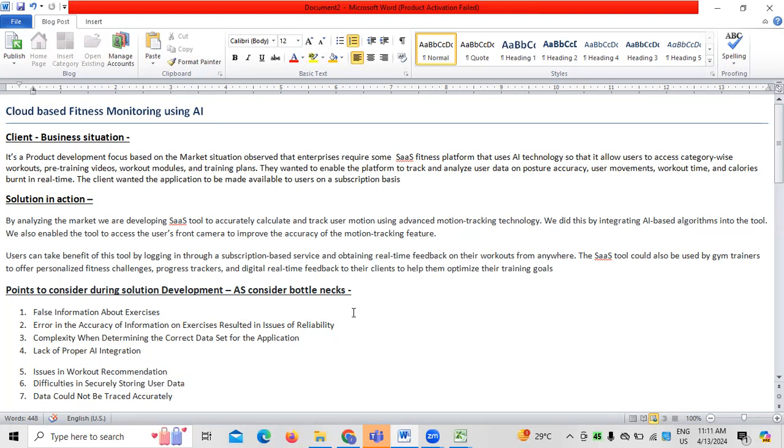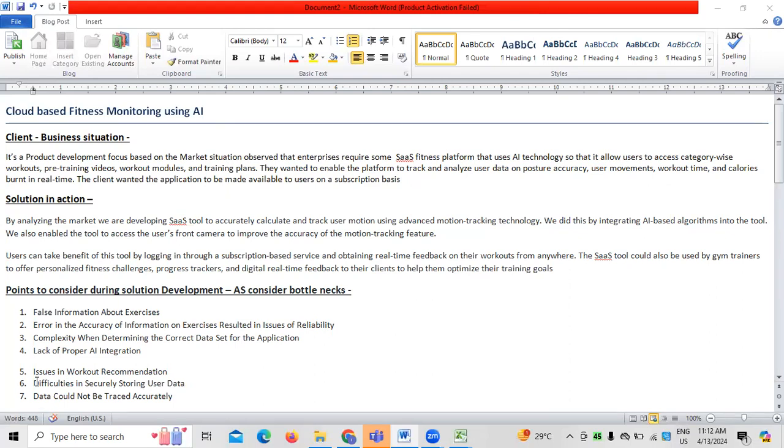In this regard, based on the market situation, an observation was made that they required a software as a service fitness platform. This must be connected with some AI technology, right? AI technology is nothing but artificial intelligence. Even machine learning is a part of AI technologies. Machine learning is also part of the AI technology.